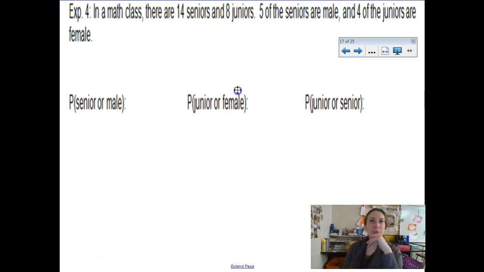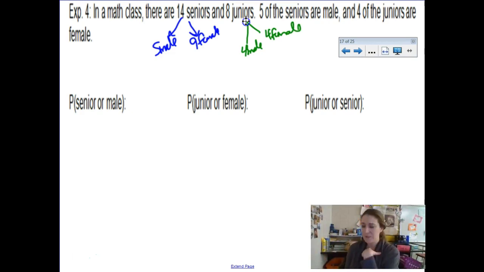Alright, let's keep going here. Math class is 14 seniors, 8 juniors, 5 seniors are male. Okay, so let's talk about these seniors. There's 5 male, which means there must be 9 female to add up to 14. And then for our juniors, there's 4 and 4. So sorry, senior or male. You can use that OR formula where you subtract, right? You could take all the seniors and then add in all the males that you see. So 5 and 4 is 9. But you've counted these senior males twice. So you have to take them away one time in the formula.